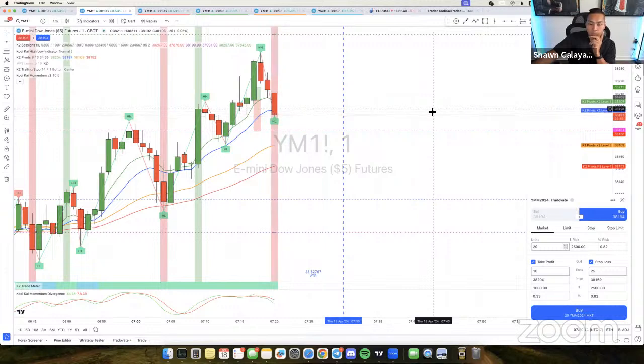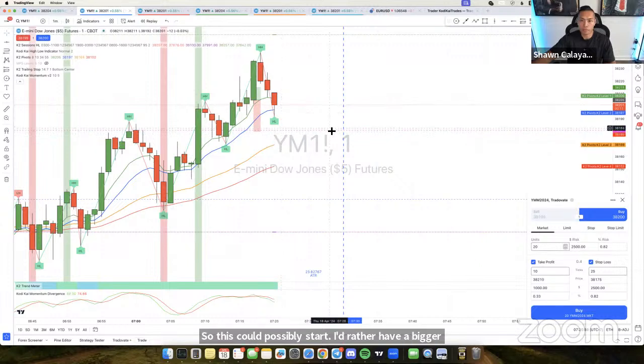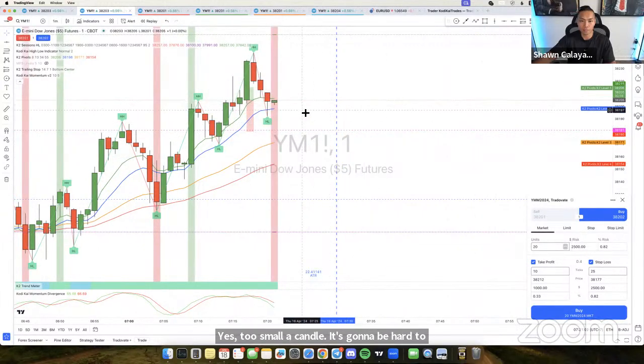We have a low right here too. So this could possibly start. I'd rather have a bigger red candle here for the CB if the CB does come up, and it's not looking like it. It's going to be too small. Yeah, it's too small of a candle. It's going to be hard to catch a CB right here because this candle is already small.